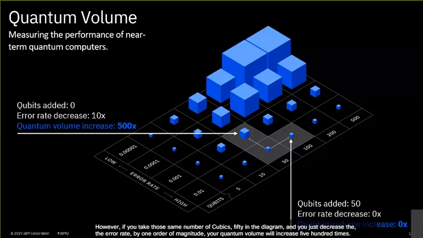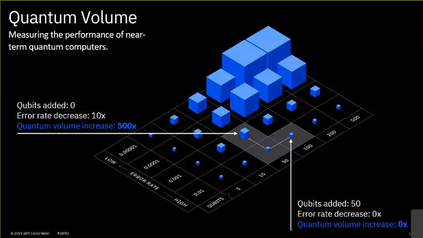However, if you take those same number of qubits, 50 in the diagram, and you just decrease the error rate by 1 order of magnitude, your quantum volume will increase 500 times. So it's very important to have quality qubits, to have robust qubits, as opposed to the actual number of qubits. Number's important too, but right now at this stage of the game, it's the error rate and having high quality, robust qubits that's extremely important.